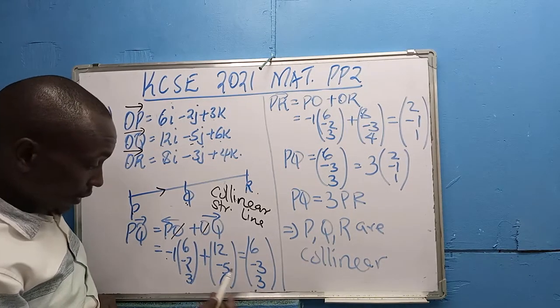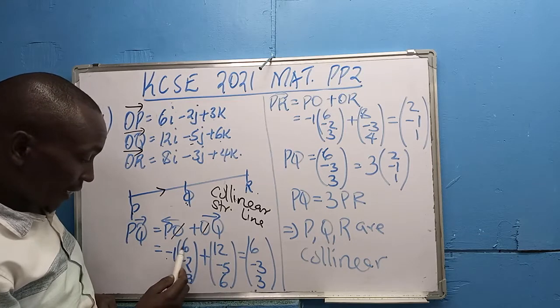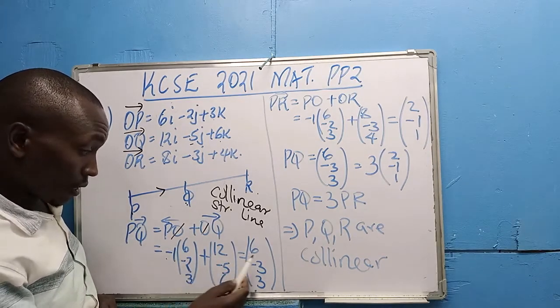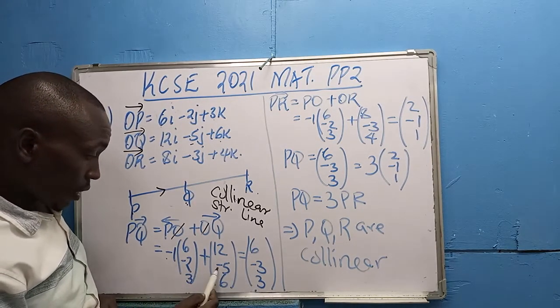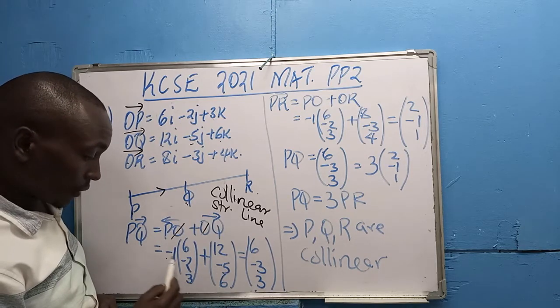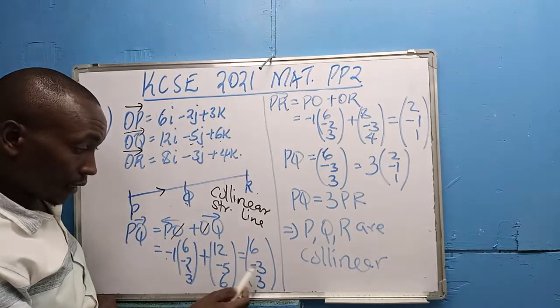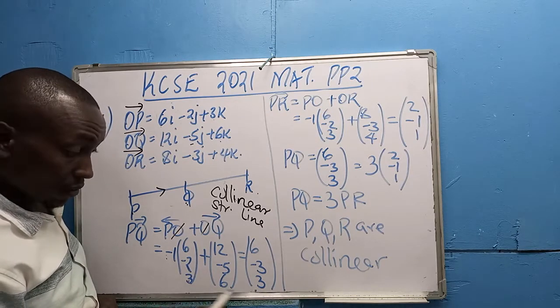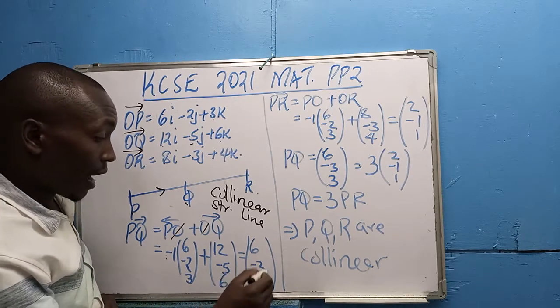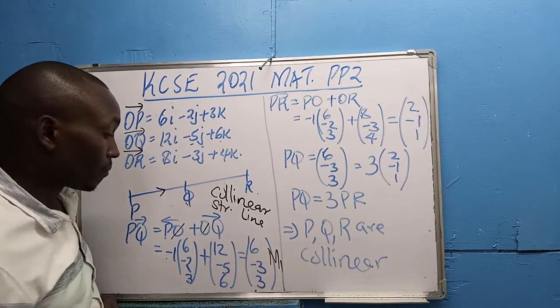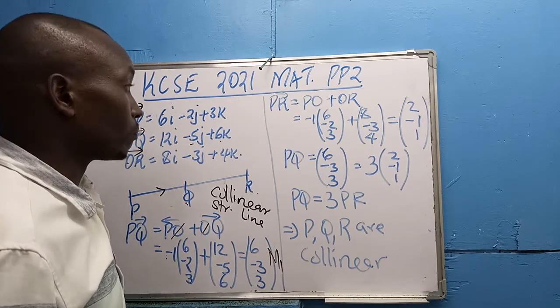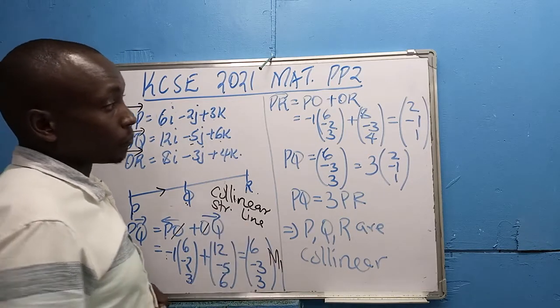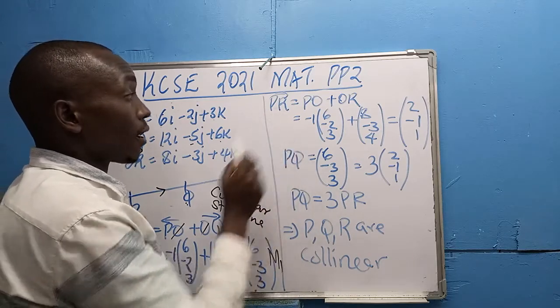So if I operate, this is 12 minus 6, which is 6. Negative 5 plus 2, that is how I get negative 3. 6 minus 3, I get 3. So this is how the student gets the first M mark. Now I proceed, working out PR.